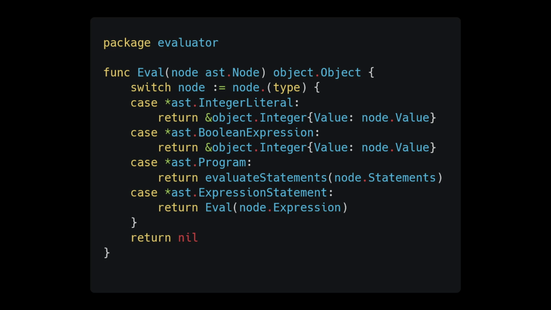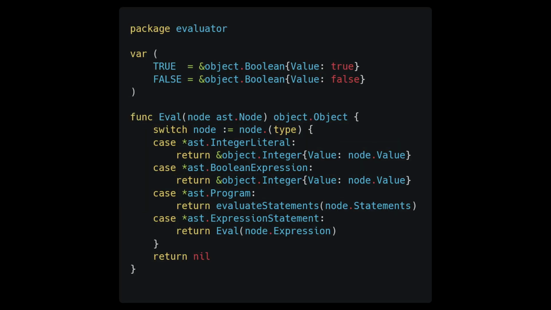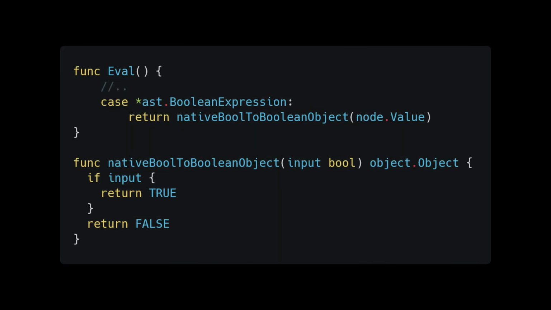So we can actually pre-create the boolean objects for true and false. Go ahead and add them to our eval package above our eval function. Now it is up to just returning the correct object depending on the node value. In order to keep the switch clean, you can extract out the if statement to a method. In this case, I've called it native bool to boolean object.